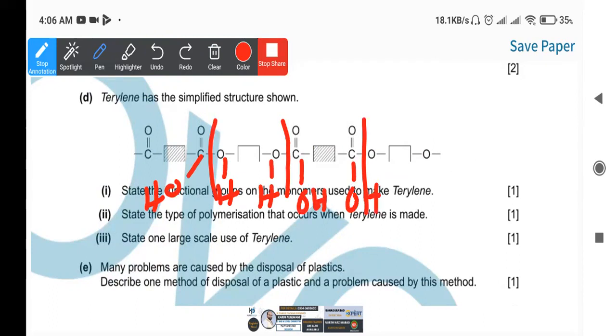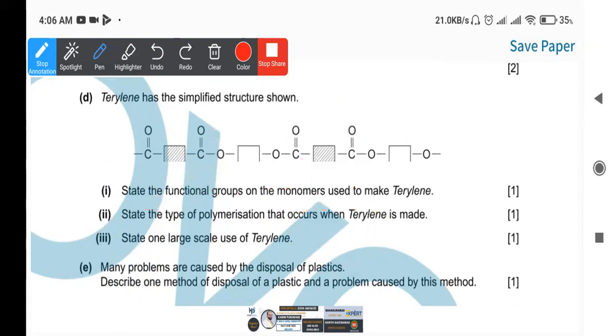If they ask you about the monomers, one monomer will have OH on both sides, and the other monomer will have COOH on both sides. And what type of polymerization is occurring here? Obviously, this is a condensation polymerization, because with the carbon atom we have a different atom attached, which is oxygen in this case.